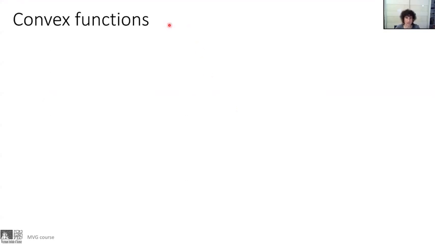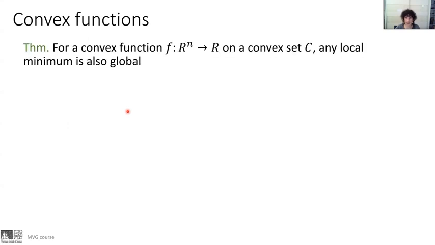I just very briefly remind you of the benefit of convex functions. As you remember, for any convex function on a convex set, it turns out that any local minimum is also a global minimum, okay? I'm not going to give the proof here. It's in the slide. You can take a look at it later on, okay?